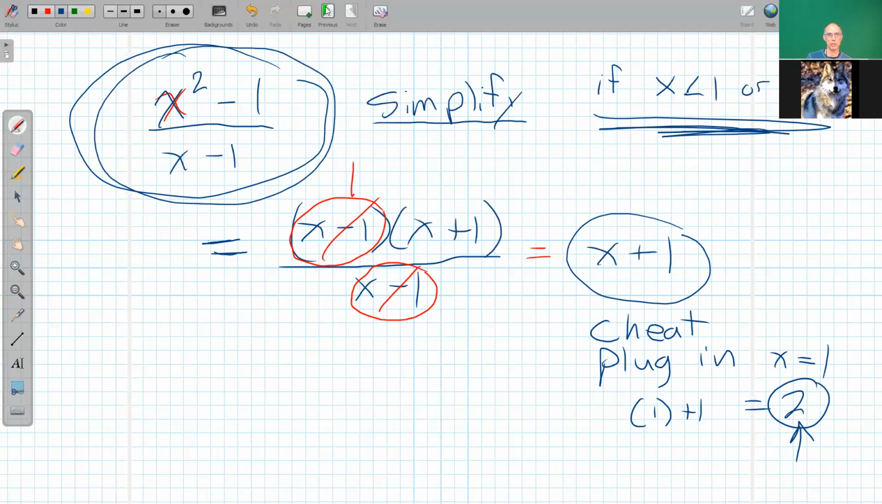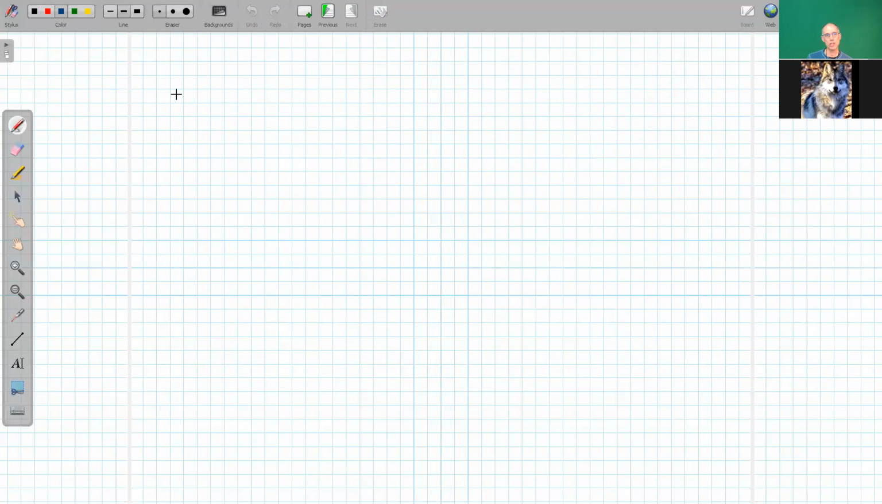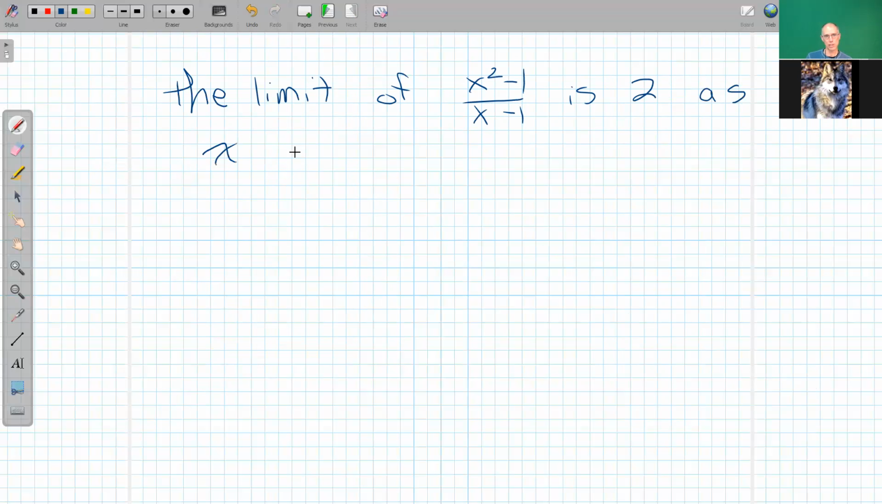So here's the language and some notation we use related to that. So we just found the limit of x squared minus 1 over x minus 1 is 2 as x approaches 1. Okay.